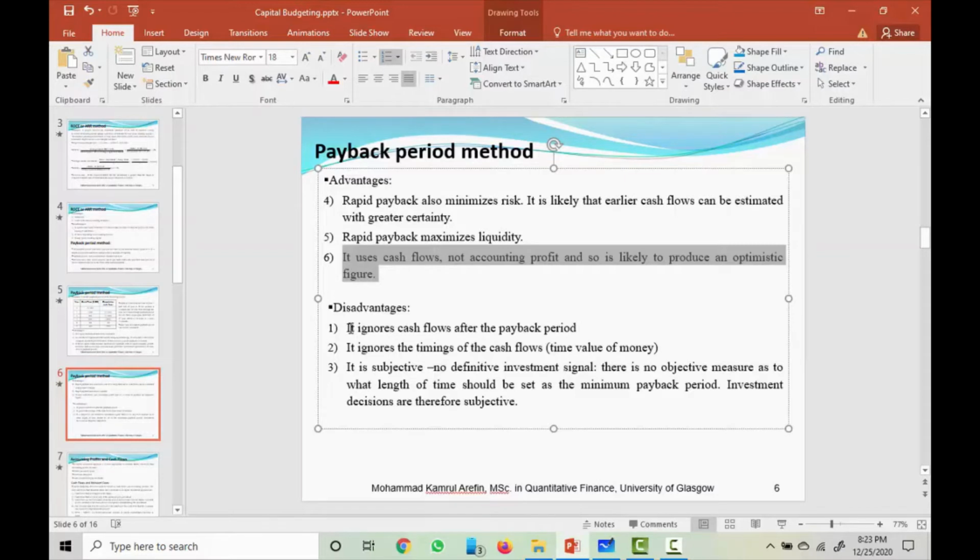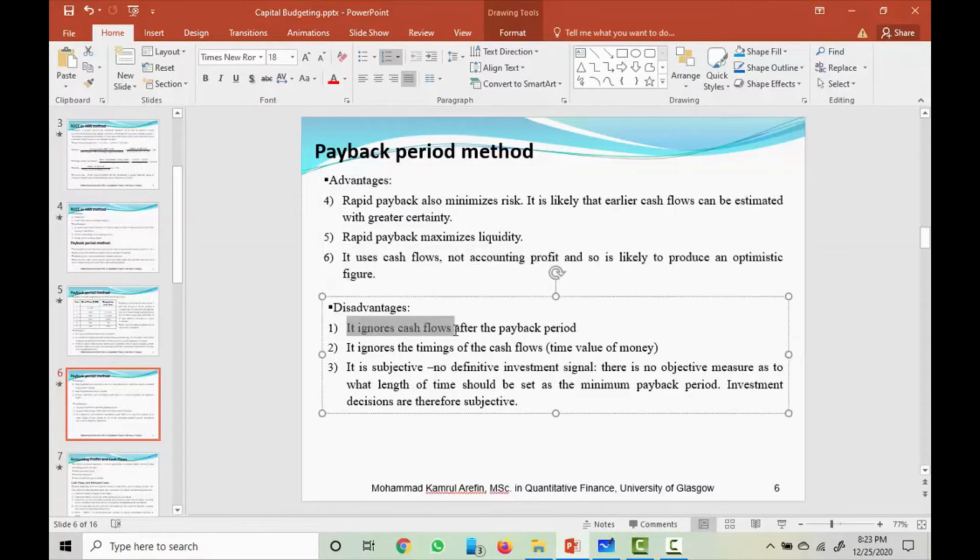Right, now the disadvantages. What are the disadvantages of payback period method? Well, as I said before, it ignores cash flows after the payback period. In this method, we are only concerned about how quickly we can get our investment back. Whatever cash flow the project is generating after the payback period, we are not concerned about that. So this is the major disadvantage of this method.